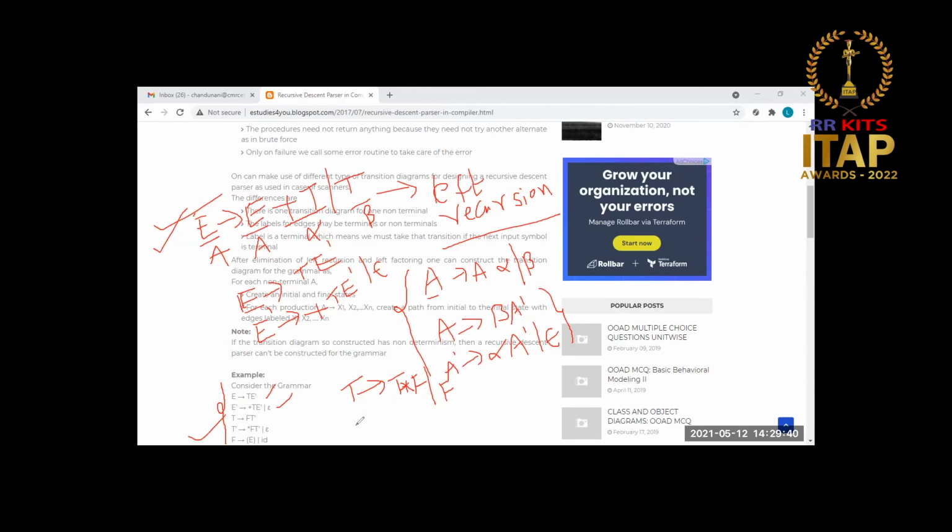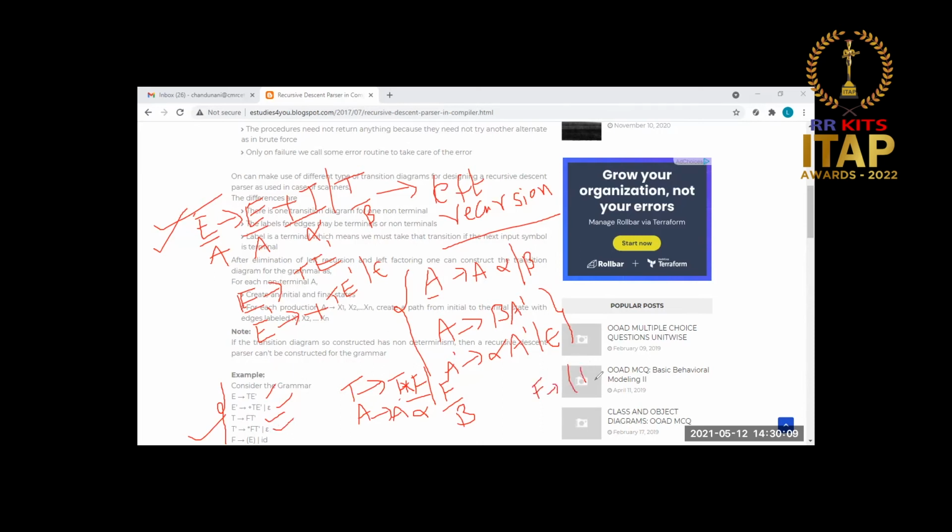Now it is in the format of A tends to A alpha or beta. Consider this as alpha and this as beta. So T tends to beta A dash, that is F T dash. Next, T dash tends to alpha A dash. In the place of alpha, star F T dash or epsilon.